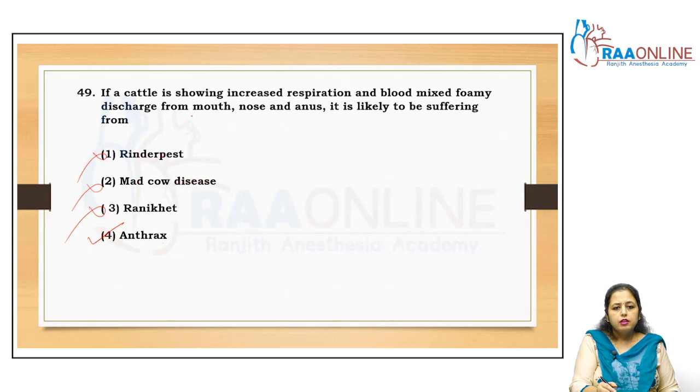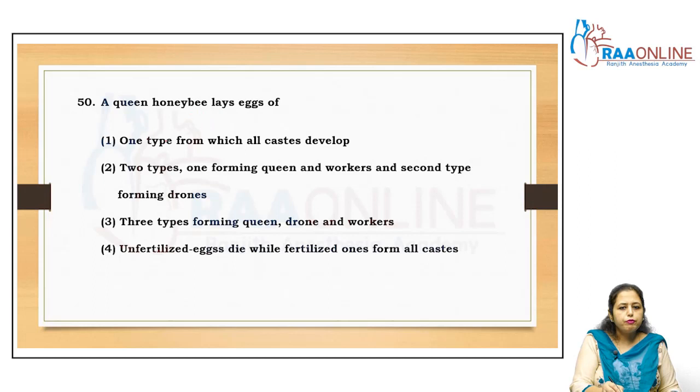Come to the next. Does the queen honeybee lay eggs of one type from which all castes develop? No. Two types: one forms queens and workers, and the second type forms drones? Yes. Not three types, not unfertilized eggs, right? So the answer is the second; the answer is 2, right?